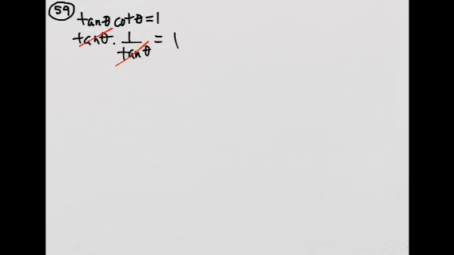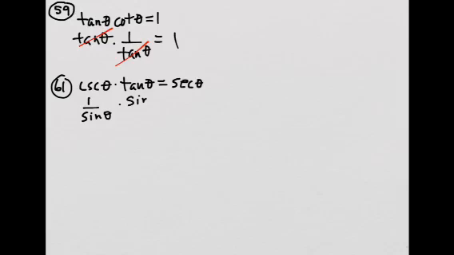So we've proven it. Alright, so what I'm going to do here is I'm going to change cosecant to 1 over sine, and tangent to sine over cosine theta. And then notice that sine and sine reduce to 1, and you're left with 1 over cosine theta, which equals secant theta.